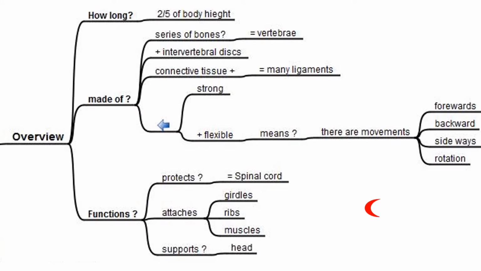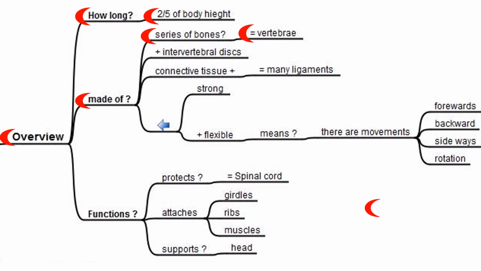Before we go into any details, we have to have an overview, because the vertebral column is a rather complicated structure and we need to know basic facts in advance. Now, how long is the vertebral column? It makes 2/5 of the body height. And what is it made of? It is made of a series of bones. What are these bones? They are vertebrae, and the singular is vertebra.